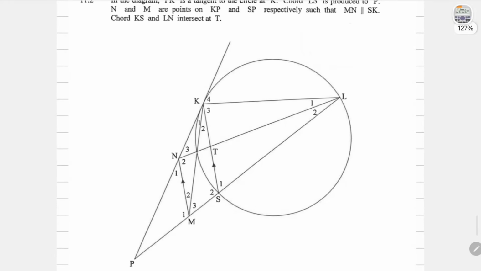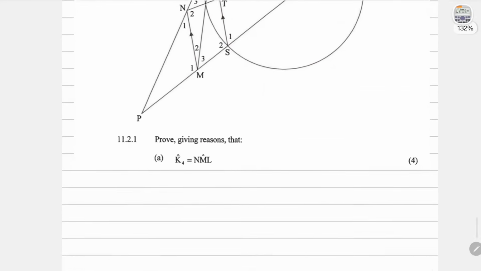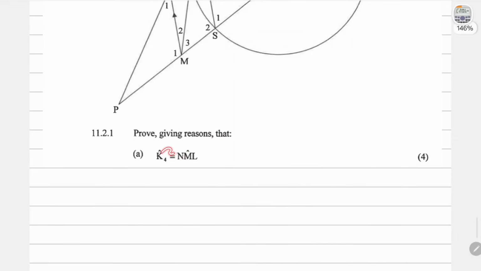Question 11.2 says, in the diagram, PK is a tangent to the circle at K. Chord LS is produced to P. N and M are points on KP and SP respectively, such that MN is parallel to SK. Chord KS and LN intersect at T. And the first question is to prove, giving reasons, that angle K4 is equal to angle NML.